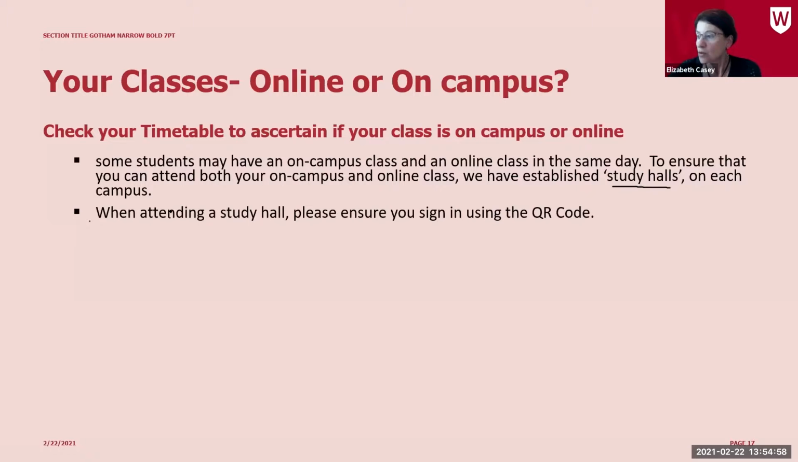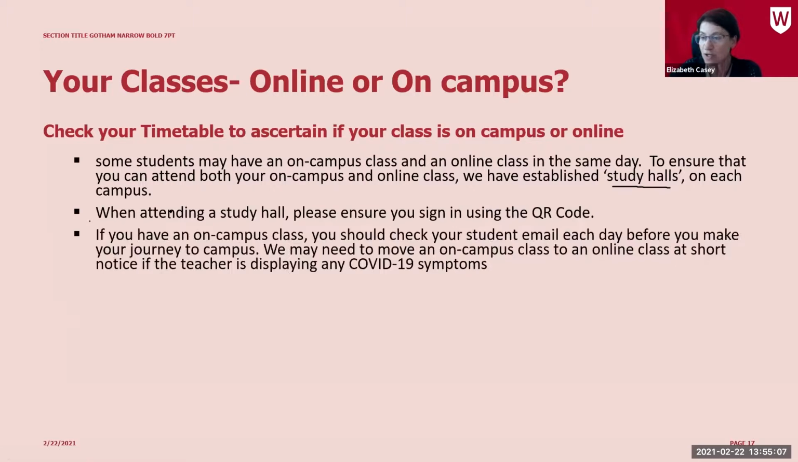When you enter a study hall, like when you enter any class on campus, you will have to register using a QR code, just as you do when you go anywhere else these days in COVID times. It's very important if you have an on-campus class that you check your student email each day before you make your journey to campus. Because if there is a change to restrictions with regard to COVID, we might need to make that class an online class. So checking your emails every day should be a part of everybody's practice because things do change and we don't want you traveling, or doing unnecessary things when you have been emailed information.